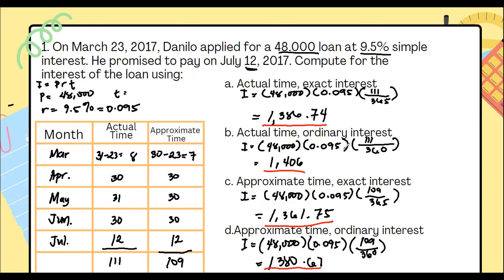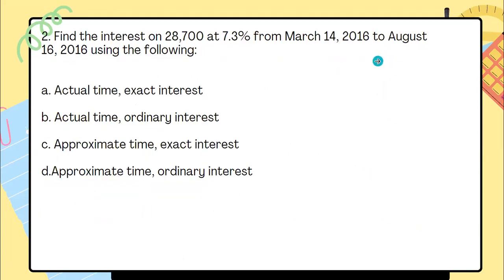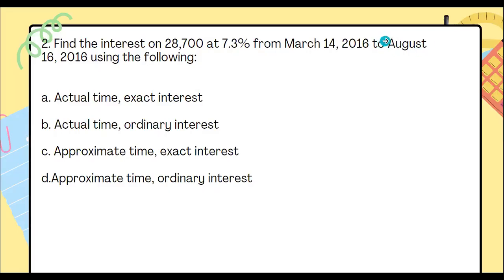Okay? Next, let's have another example. Let's have example number 2. Find the interest on 28,700 at 7.3% from March 14, 2016 to August 16, 2016 using the following. So, yung apat ulit yung hahanapin natin, which are actual time, exact interest, actual time, ordinary interest, approximate time, exact interest, approximate time, ordinary interest.